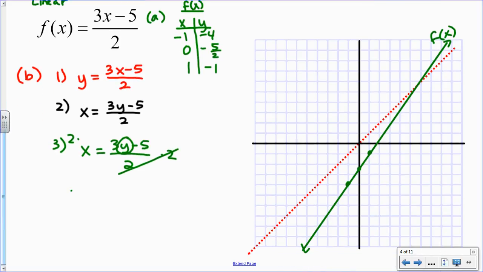So then I get 2x equals 3y minus 5. So I'm trying to get y by itself. So what would I want to do next? Yep, add 5. So 2x plus 5 equals 3y. And then what? Divide by 3.